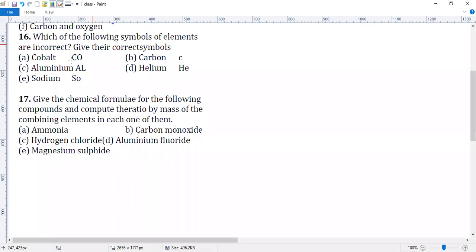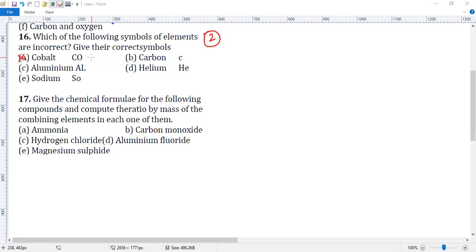See, question number 16 carries 2 marks if you have identified the incorrect ones and the correct ones. Out of the 5, 4 are incorrect. If you identify those 4 and write the correct symbols, you get half a mark for each, totally 2 marks. So, which one is wrong? Cobalt is wrong. A, B, C, E, ma'am. These 4 are incorrect. A is incorrect. What is the actual formula for that? C, small o, ma'am.